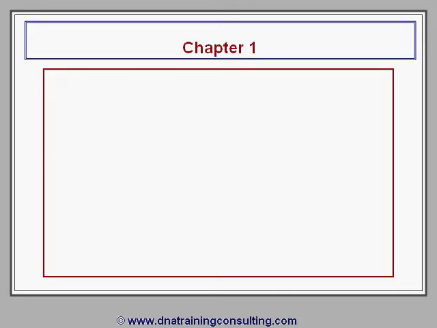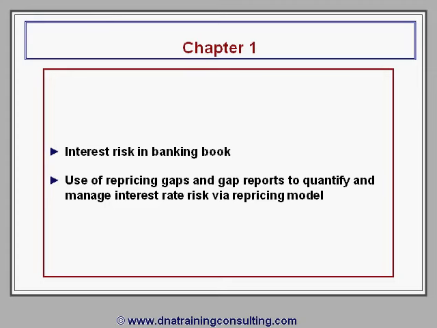This chapter 1 reviews general notions of interest rate risk in the banking book before describing the concept of repricing gaps and the use of a gap report to quantify and manage this risk via the so-called repricing model.